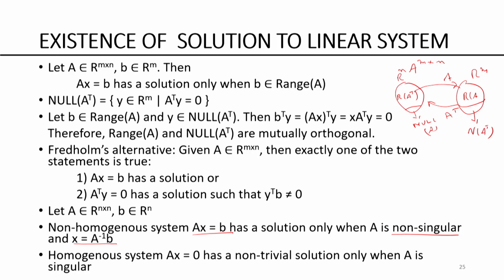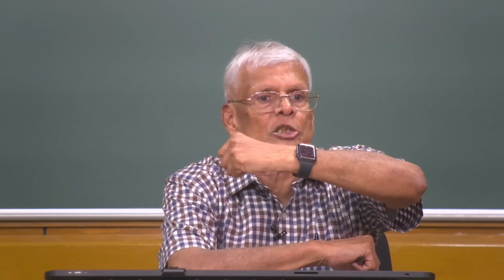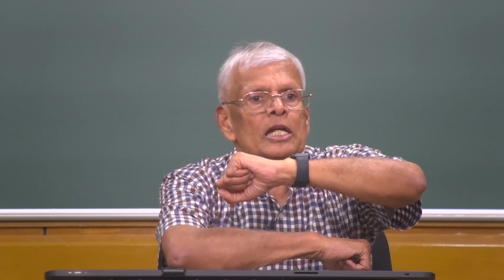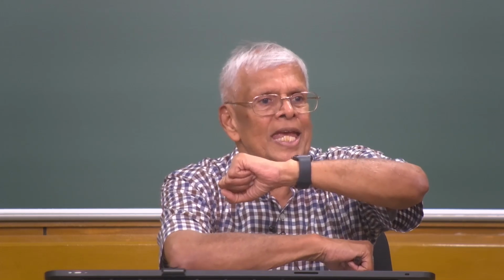So Rm can be divided into the range of A and the null space of A transpose, or Rn can be divided into the range of A transpose and the null space of A. So these are the four subspaces which are of great interest in linear algebra. Are you with me? A transpose is rectangular, A is rectangular. Whatever happens to A must happen to A transpose. Every matrix has a range, every matrix has a null space. So I am going to be talking about the range and the null space of A and A transpose.